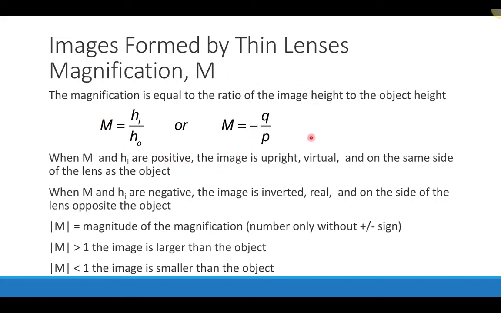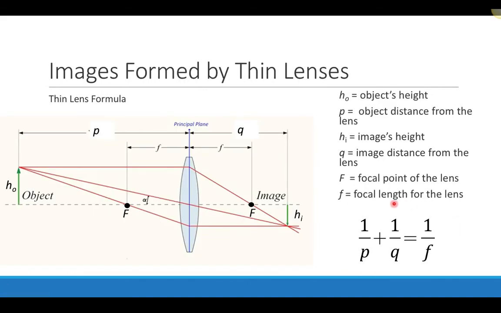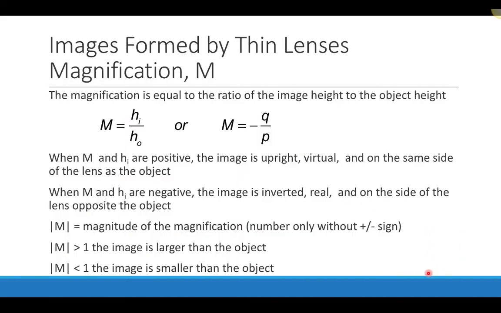So these formulas for the magnification as well as the formula for the thin lens are derived by using the geometry of the geometric optics picture. And we're not going to go through all of that geometry, but we're going to use the thin lens formula and we're going to use the magnification formula.